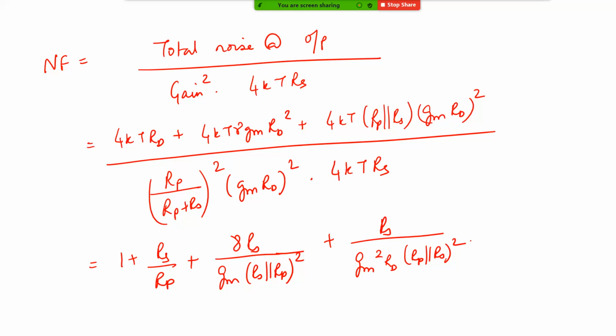Since the point of the class is to go beyond the equations and to look at the actual thing, I want you to work them out. It is simple algebra. So please do that. If you just simplify, you basically get this. Now looking at this expression, can you tell me what will be the minimum value of the noise figure?